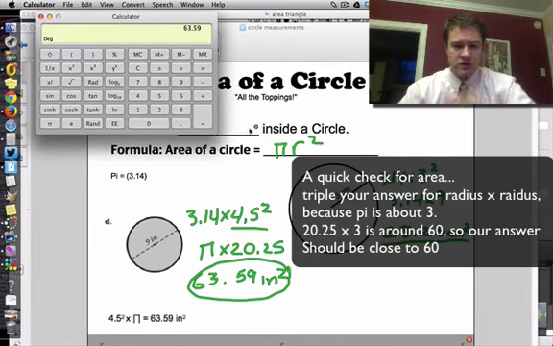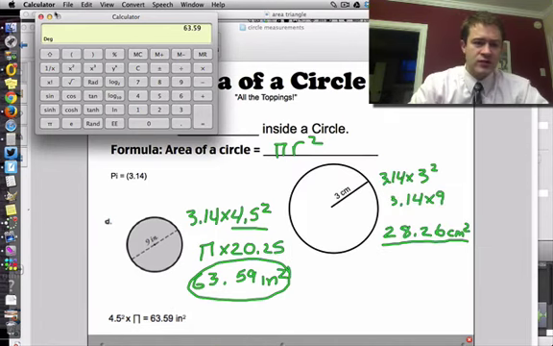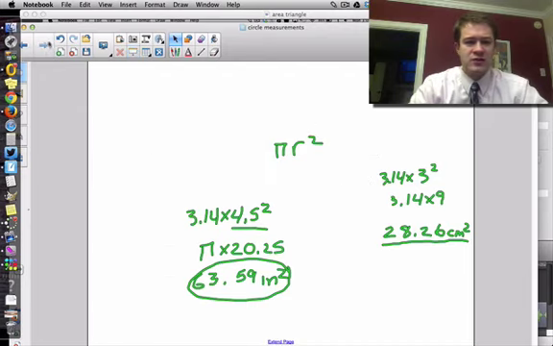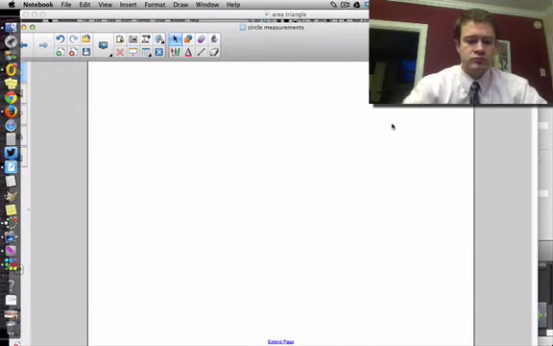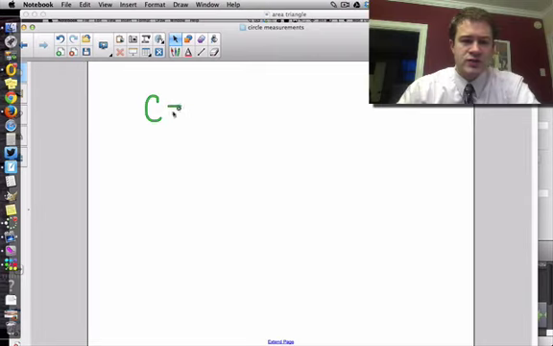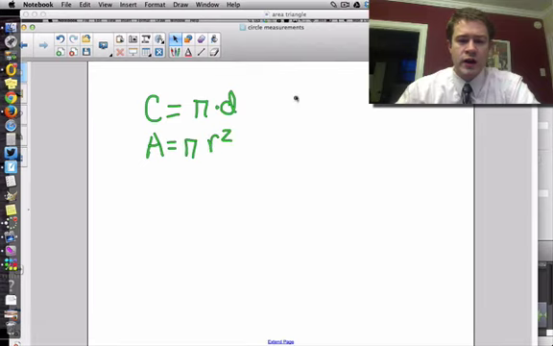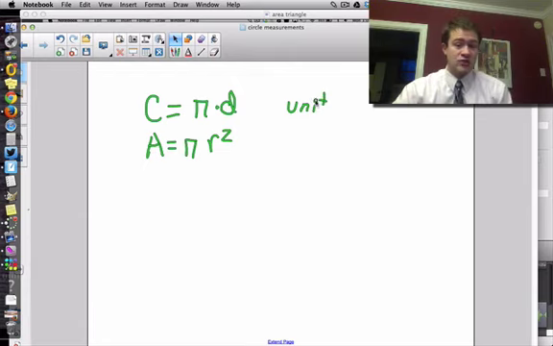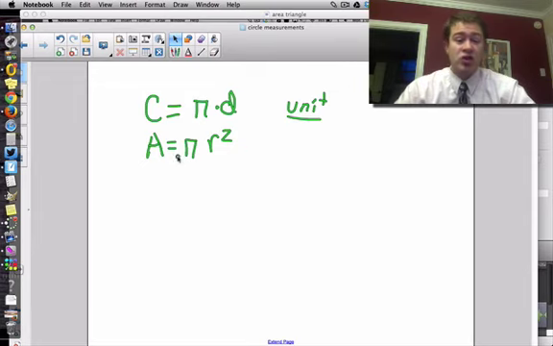So to conclude, we have circumference, which is pi times the diameter. And then we have area, which is pi r squared. So I'm going to do C equals pi times D. And then we have our area equals pi r squared. Our unit for circumference is just whatever our measurement is. So if it's centimeters for our radius or our diameter, it would just be centimeters for our length, because it's a distance, it's one-dimensional. But area, it'd be whatever our unit is squared.